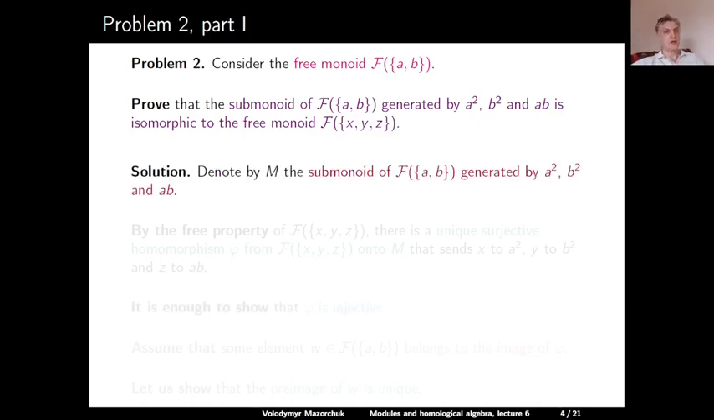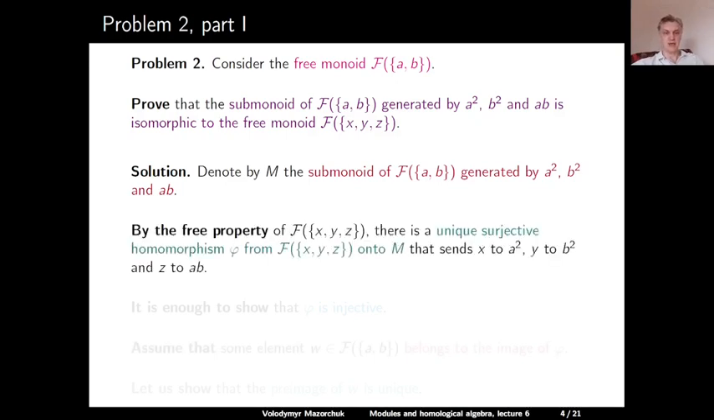Solution. Denote by M the submonoid of the free monoid on A and B, which is generated by the words A squared, B squared, and AB. By the free property of the free monoid on X, Y, and Z, there is a unique surjective homomorphism phi from this free monoid on X, Y, and Z onto M, which sends X to A squared, Y to B squared, and Z to AB. This is exactly the free property of this monoid.